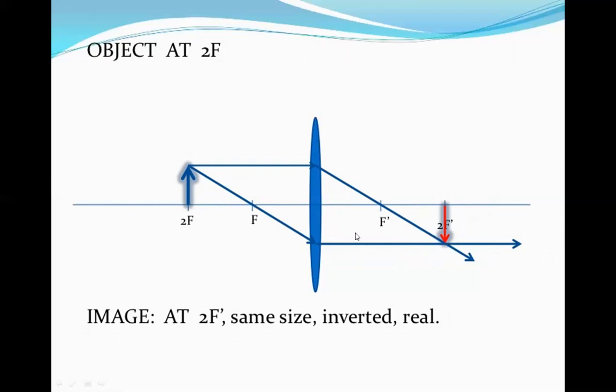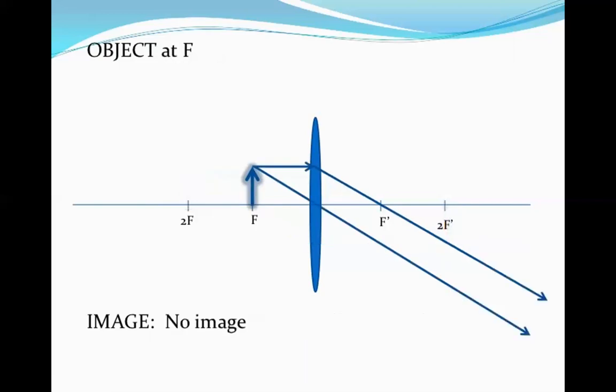Now in this case, when the object is at 2f, the image will also form at 2f. The image size and object size are both the same. The image is inverted and real. So the characteristics of the image are: image formed at 2f, image of the same size, image inverted, and image real. The next case is when the object is at f.